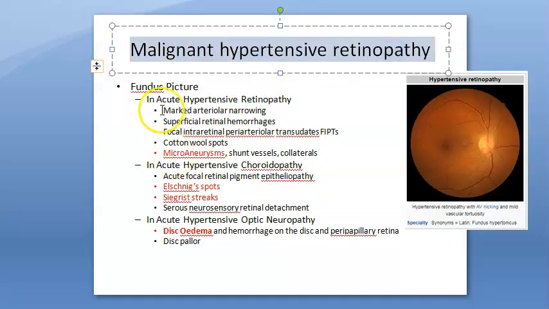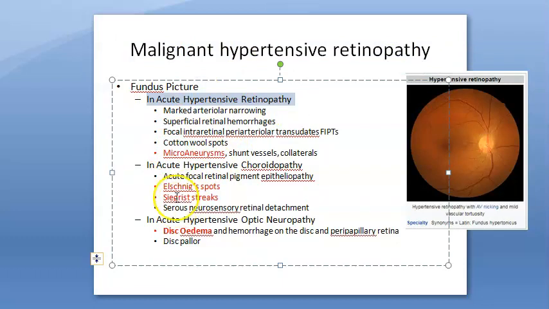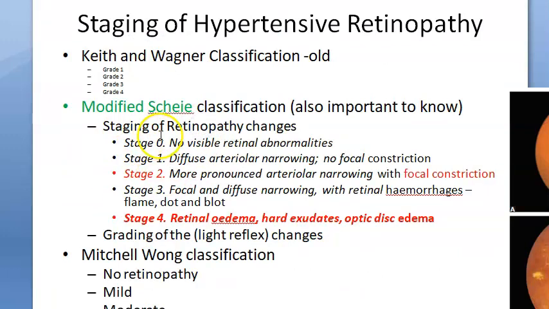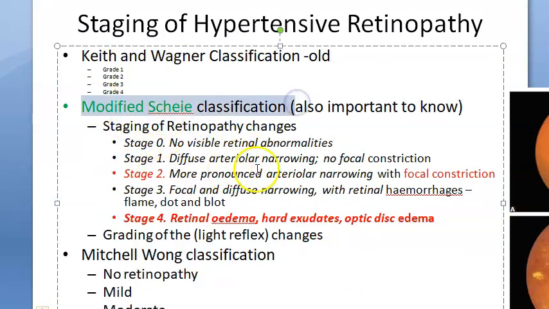Well, what are they talking about? Microaneurysm, Elschnig spots, Siegrist streaks, disc edema. So they have this staging, the modified Scheie classification. Stage 4: retinal edema, hard exudates, optic disc edema.